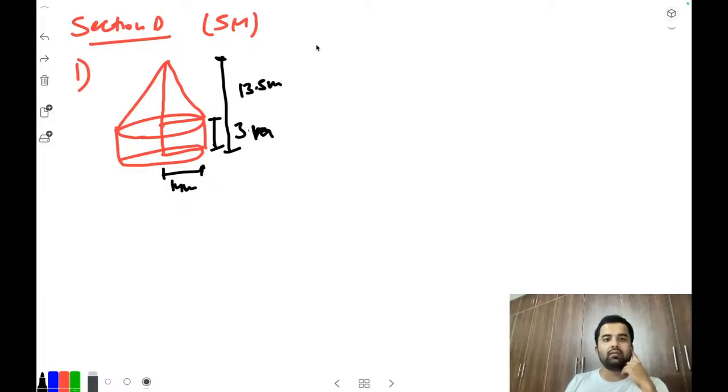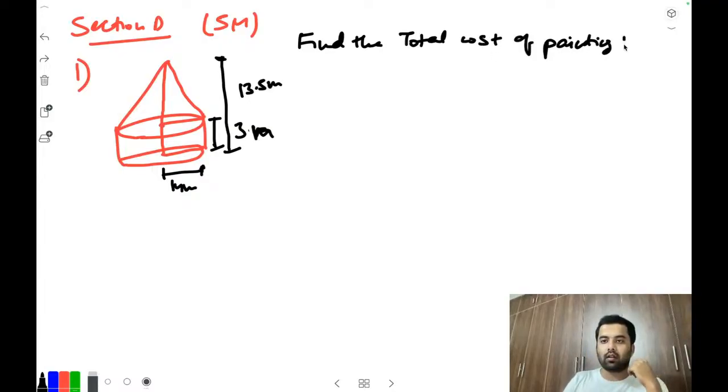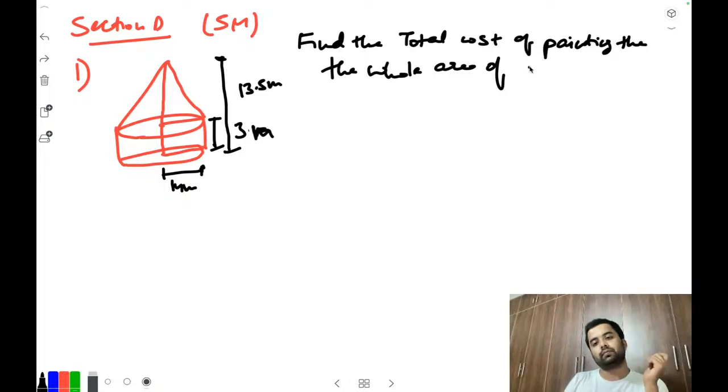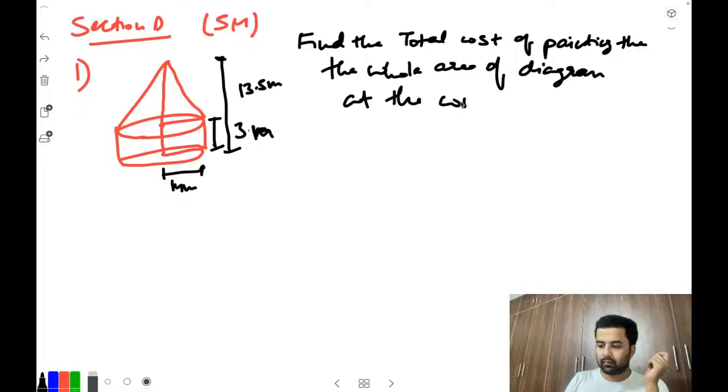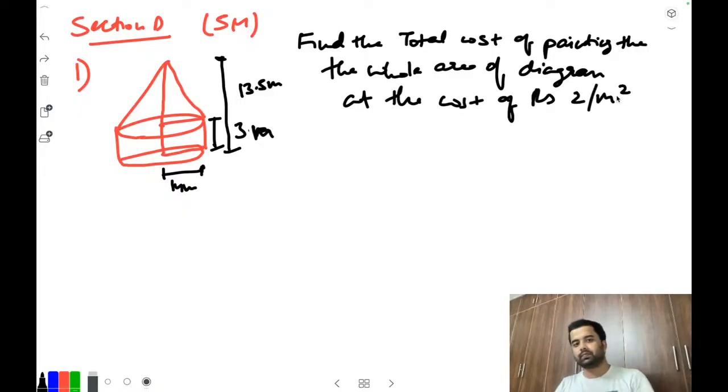The question is asking: find the total cost of painting the whole area of the diagram at the cost of rupees 2 per meter square. Now try to imagine it. Try to imagine this one.